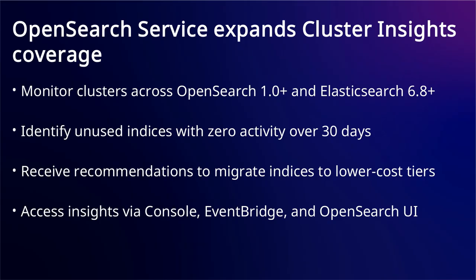The new Unused Index Insight detects indices with no search or indexing activity over the past 30 days, helping you identify optimization opportunities. You can then follow recommendations to migrate these inactive indices to warm or cold storage tiers, reducing costs without impacting operations. You access these insights through multiple interfaces including the console, OpenSearch Service notifications, OpenSearch UI, and Amazon EventBridge, providing visibility and recommendations to prevent performance degradation before it affects your workloads. This capability is available at no additional cost in all supported regions.